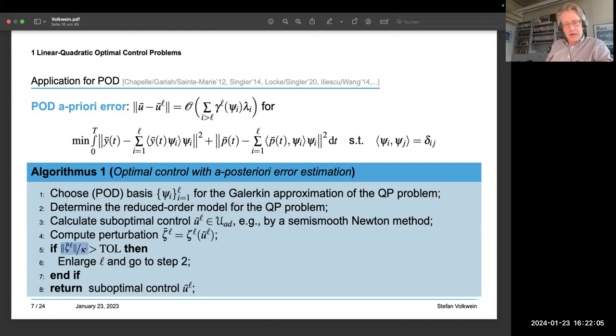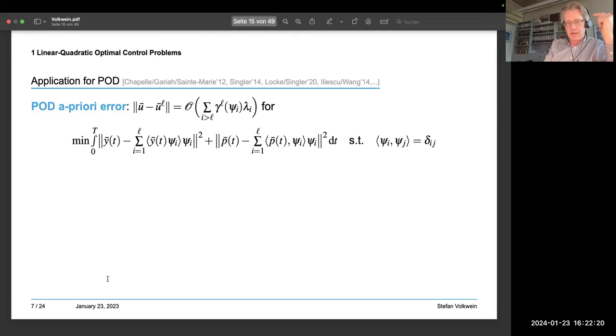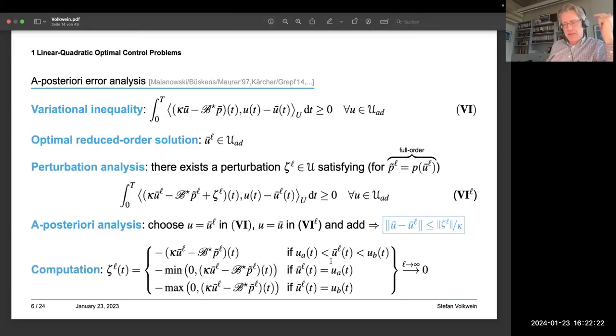Is it small enough, depending on these factors, norm of theta divided by kappa? And if not, we enlarge L. We take more basis functions. And what we take into account, I'll go back, is what we have here, that for L to infinity, we have that the theta is going to 0, which means the norm of theta is going to 0. So at some L, we expect that this is small.